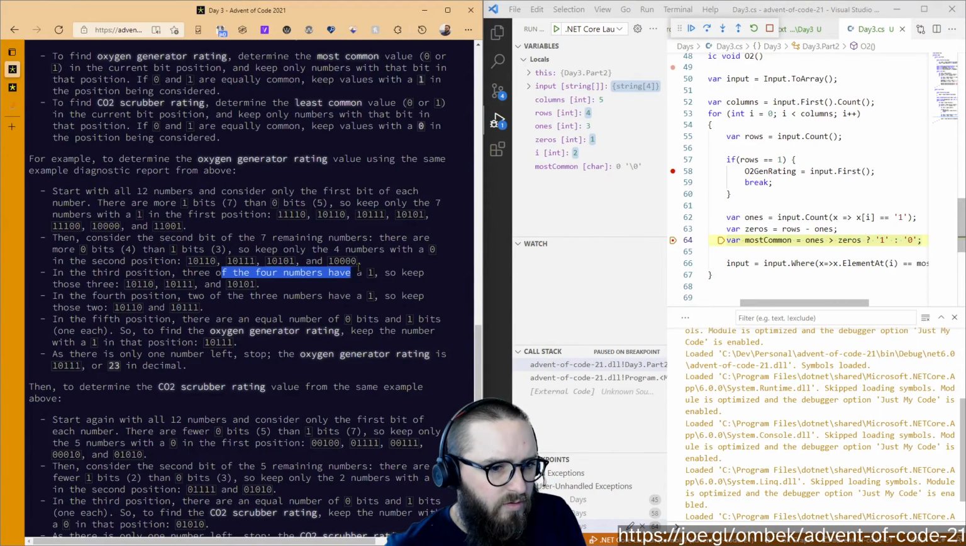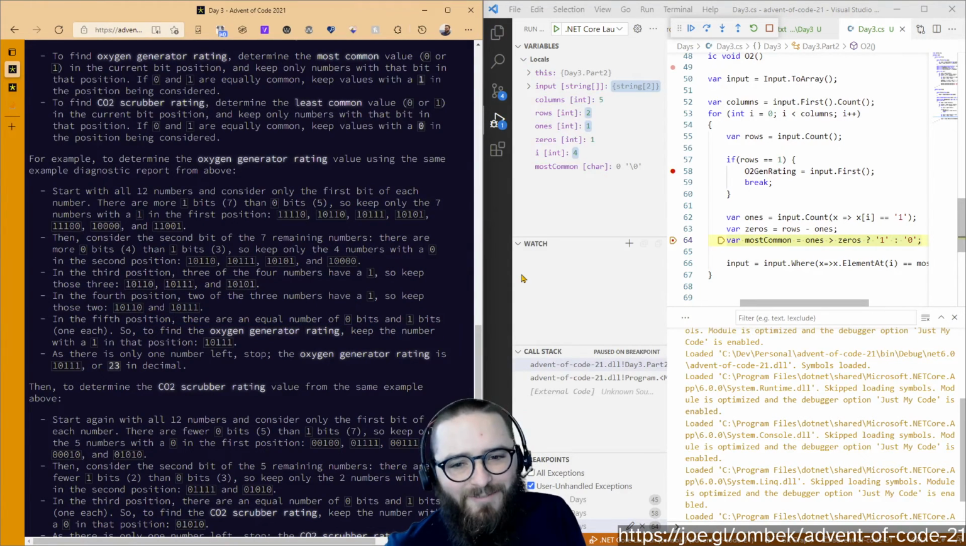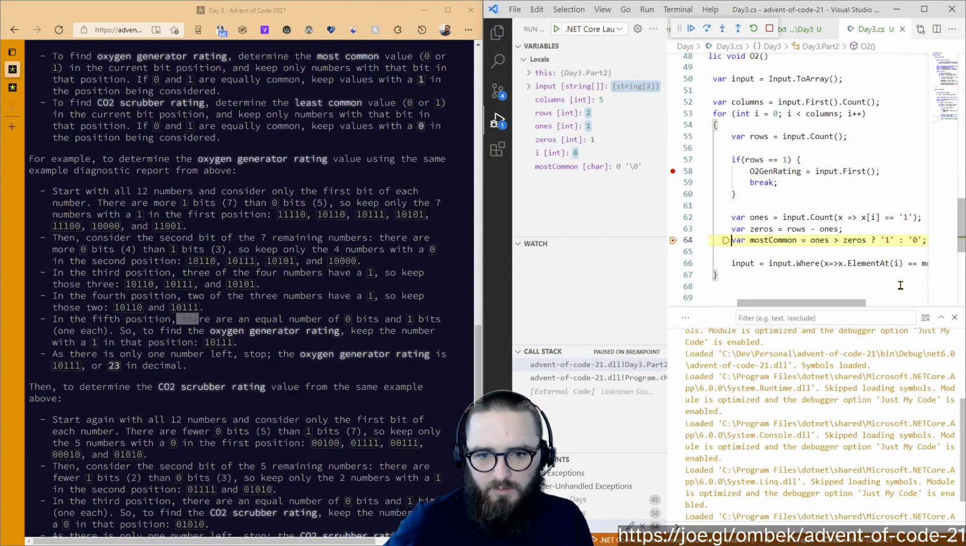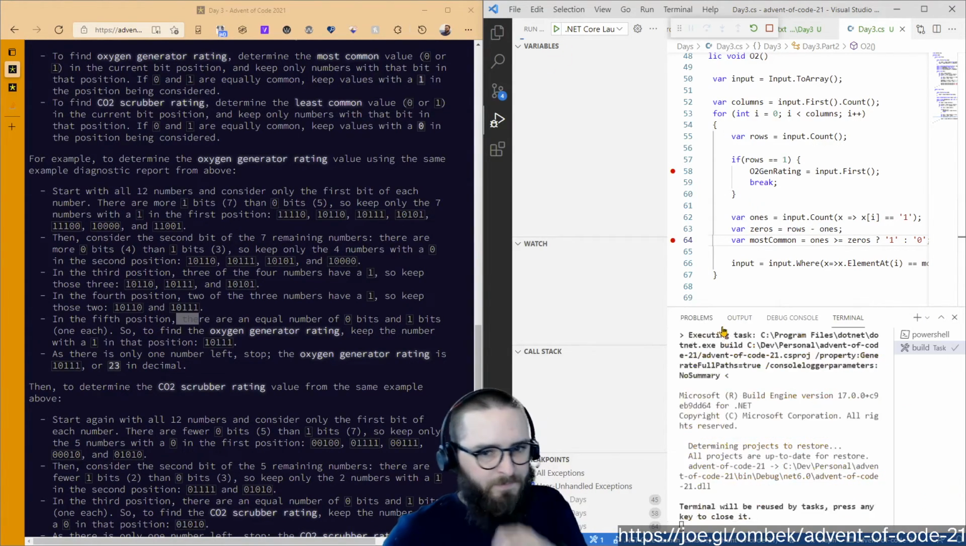Third position, 3 and 1. Yeah. Fourth position, 2 and 1. The fifth position, they're an equal number of bits. I forgot this one. So actually, we want a greater than or equal to here, and I think that will fix it. Because we want to prefer ones. I forgot that clause.